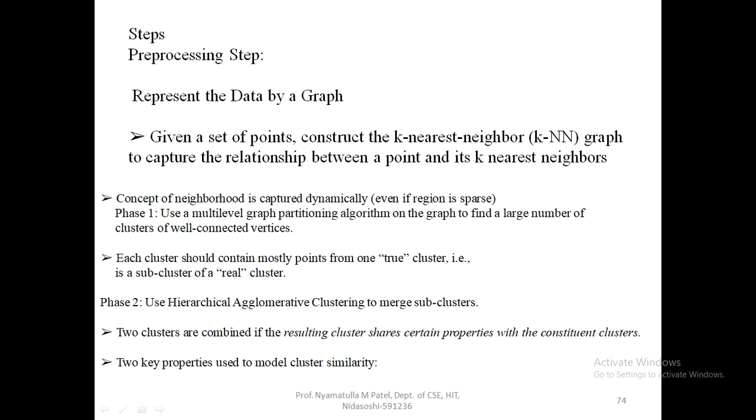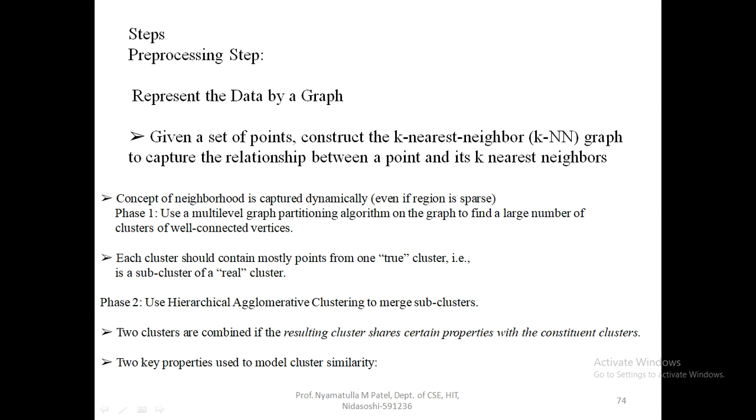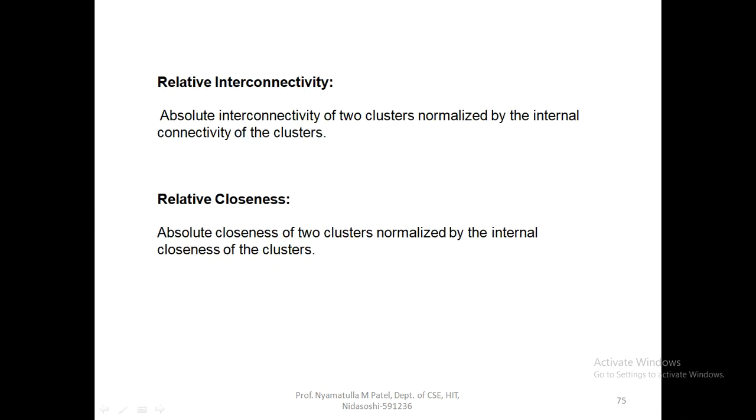Two key properties are used to model cluster similarity. One is relative interconnectivity. In the hierarchical agglomerative algorithm, based on this parameter we are going to merge two clusters. So, what is relative interconnectivity? It is the absolute interconnectivity of two clusters normalized by the internal connectivity of the clusters.